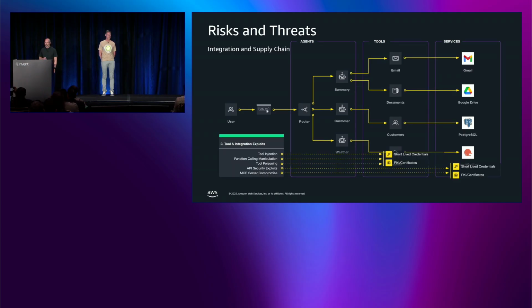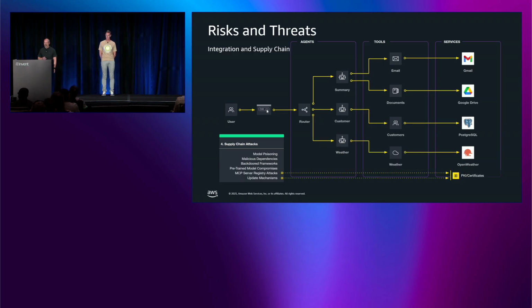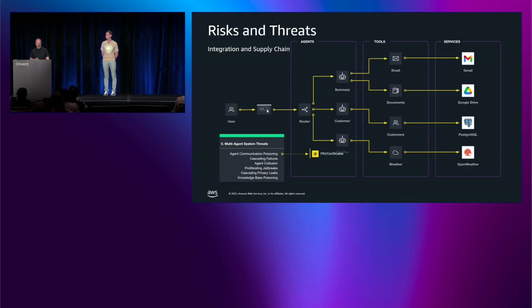With tool and integration exploits, the use of short-lived creds, once again, helps with that. Also, PKI and certificate management addresses that tool injection problem because you're using TLS or you're using MTLS to make sure that things are being securely connected or communicated by that method. The supply chain attacks, once again, PKI certificates using TLS to protect against those supply chain attacks. The MCP server registry and update or patch mechanisms would be a good example of that.